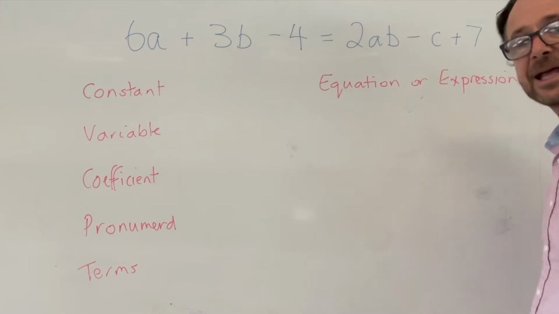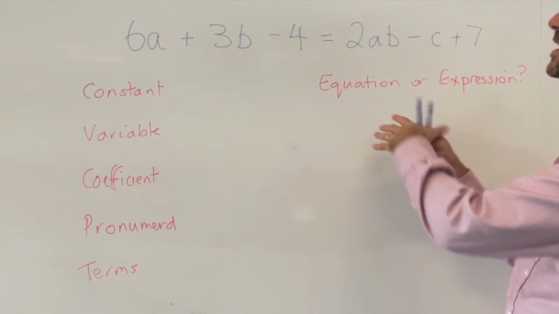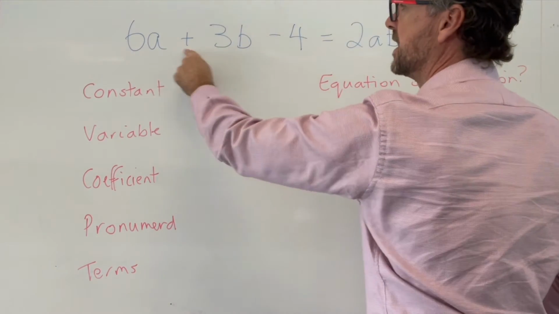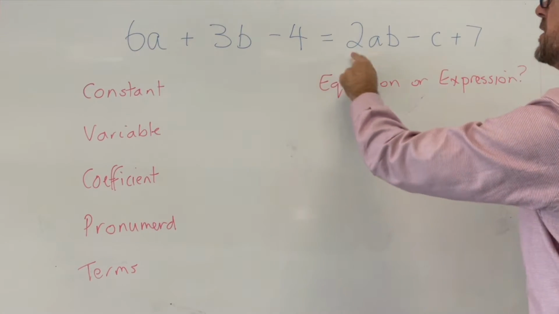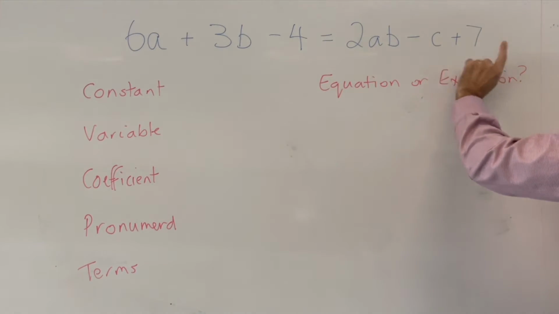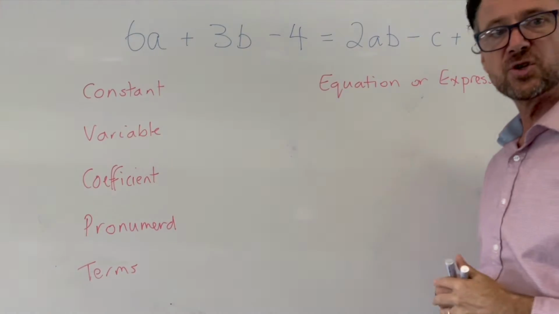Let's look at the language of algebra. So we've got this equation at the top here: 6a plus 3b take away 4 equals 2ab take away c plus 7, okay? So let's look at some of the terminology we use.